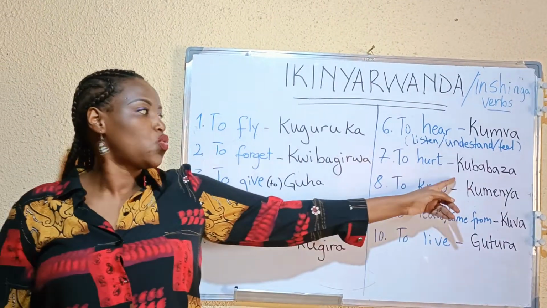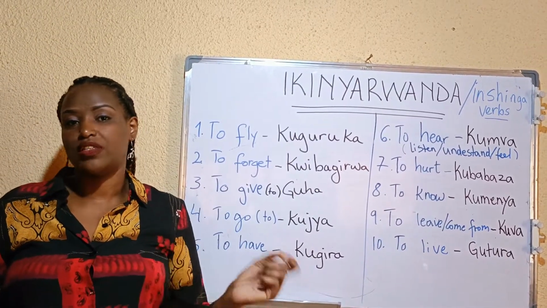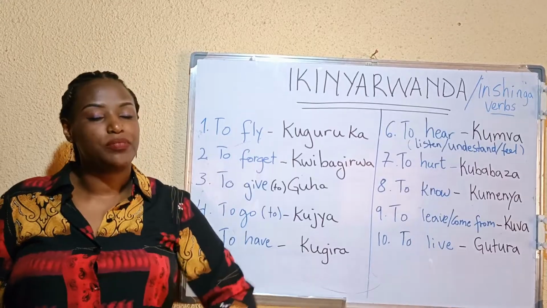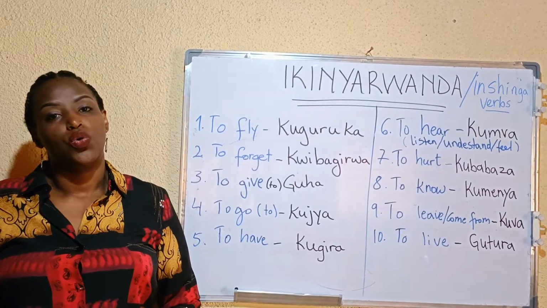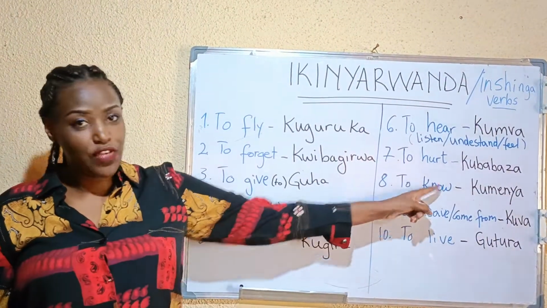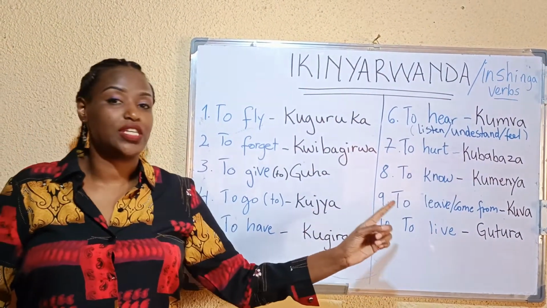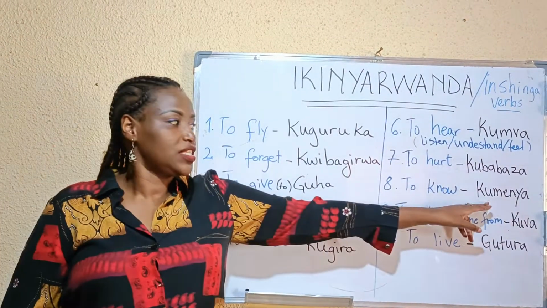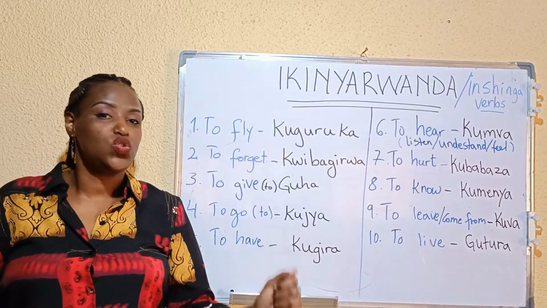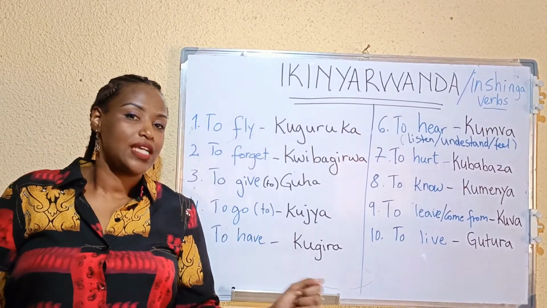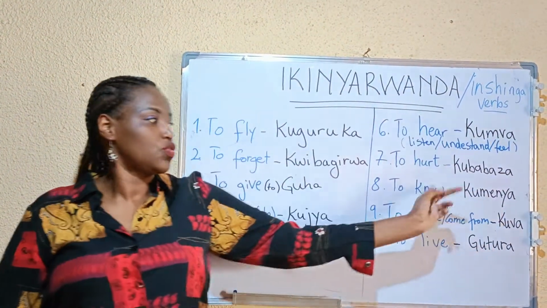Number 7, to hurt. To hurt someone is kubabaza. Remember the B in Kinyarwanda, between vowels, it has to be a soft B. Kubabaza. To know, kumenya. This is in the same family as kugira, to have, because they have a different stem when you conjugate them in present tense. You use Z, like nzi, I know. Uzi, you know. Azi, she knows, he knows. So we will need another stem to conjugate this verb.